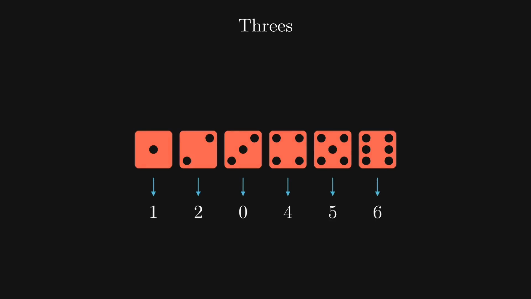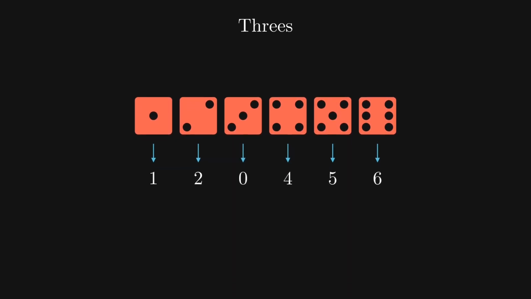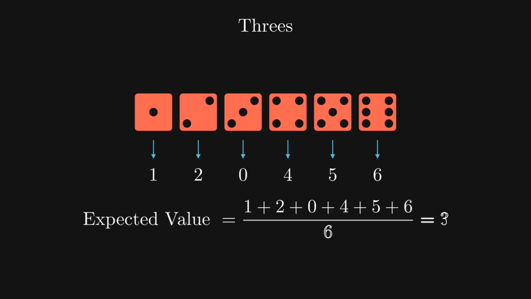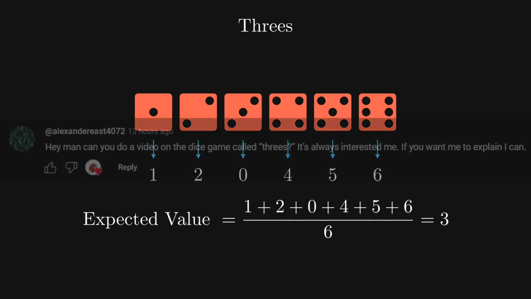Your first instinct might be to calculate the expected value of a dice roll, and you have 6 outcomes: 1, 2, 0, 4, 5, and 6. So you add them up and divide by 6. You get 3. You may be tempted to say, just keep all the dice less than 3 and re-roll those greater than 3. This is actually what I thought when I first came across this game, suggested by this viewer.